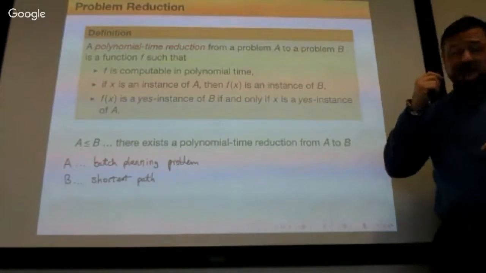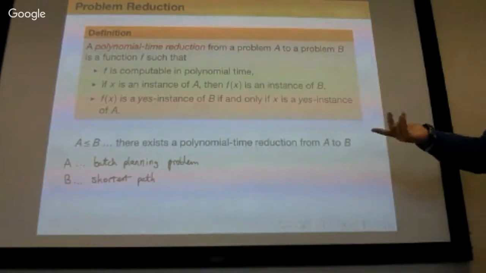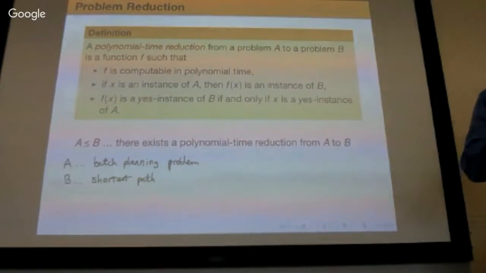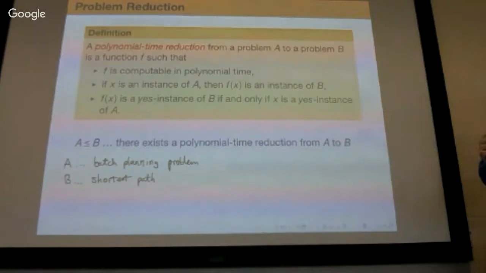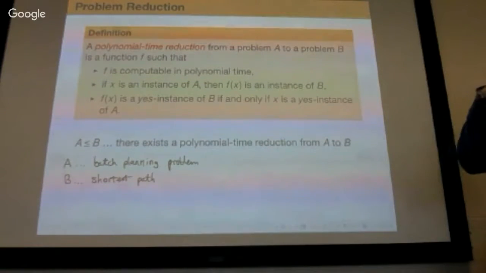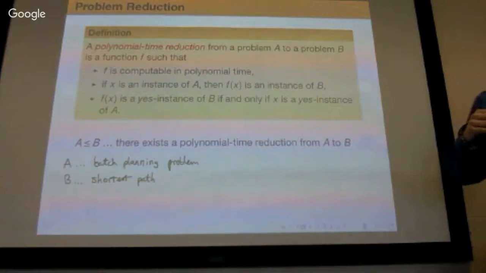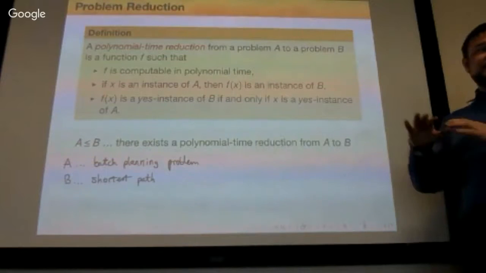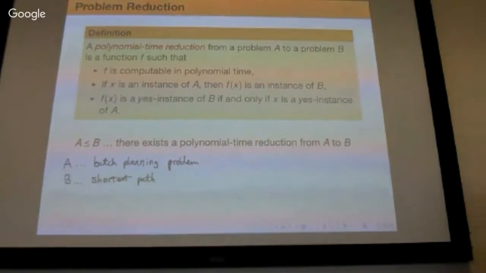Okay, so what we're looking at is the decision version. You don't want to know the shortest path itself, only whether the shortest path is at most a given number. And for batch planning, you're not interested in how much it's going to cost, but you take some number and ask whether there is a way to plan production so that the cost would be at most that number. So they're both the decision versions of these problems.